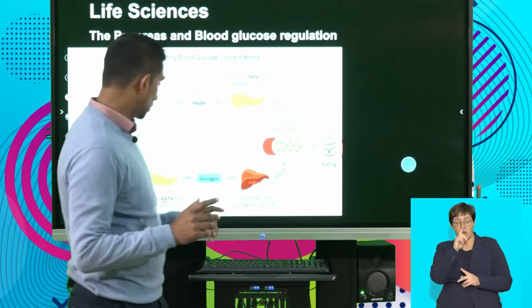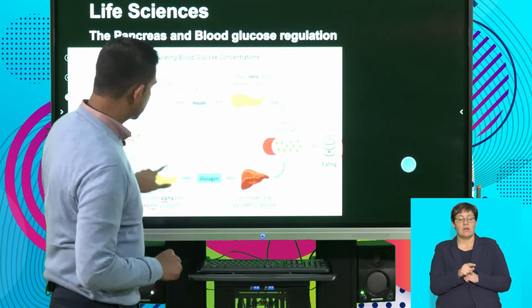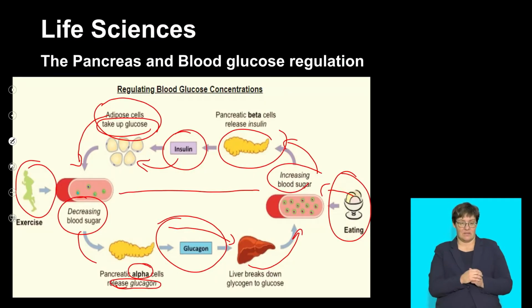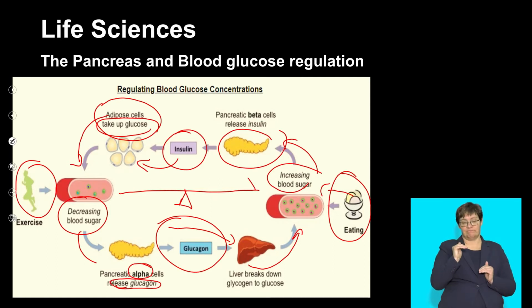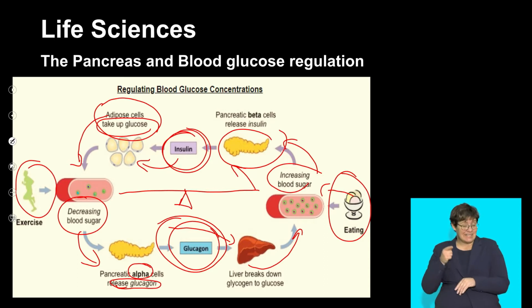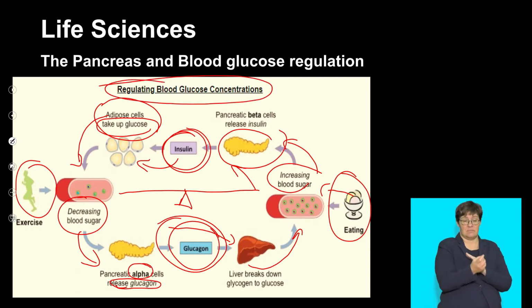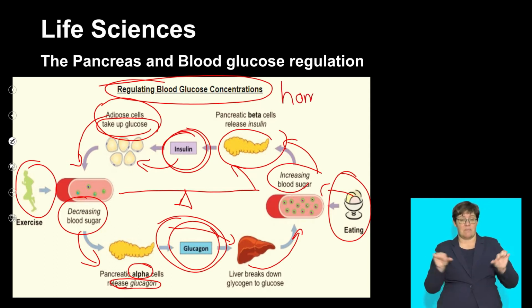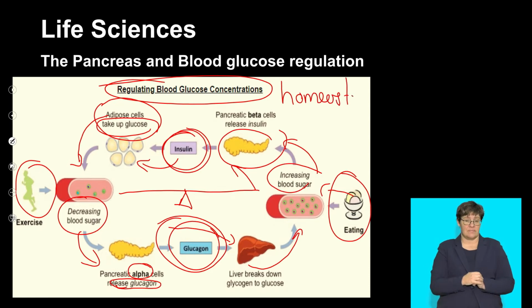So, if we look at this mechanism, we see that that's the balance, and we see that there is an increase, and that is maintained by insulin, and when there is a decrease in the blood sugar level, that is maintained by glucagon. So guys, this fundamentally is the mechanism that we refer to as the negative feedback to maintain homeostasis.